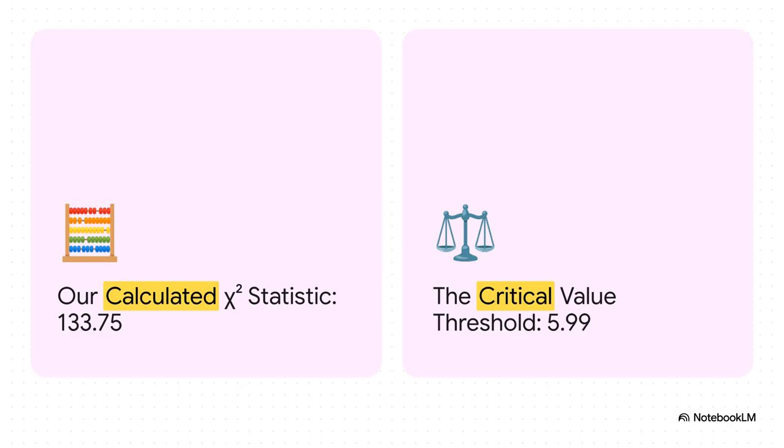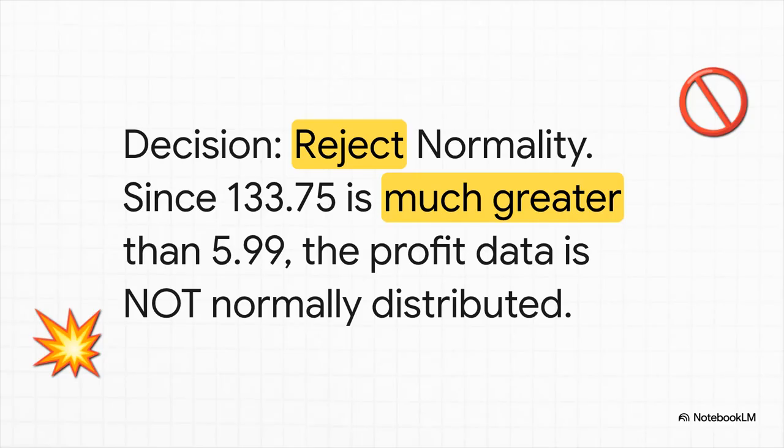Think of this as the line in the sand. If our calculated number is bigger than this, it means our data is significantly different from normal. And yeah, the decision here is crystal clear. Our number, 133.75, isn't just bigger than 5.99, it's in a completely different ballpark. So we confidently reject the null hypothesis. In plain English, that means Miss Shreya's profit data is absolutely, positively not normally distributed.